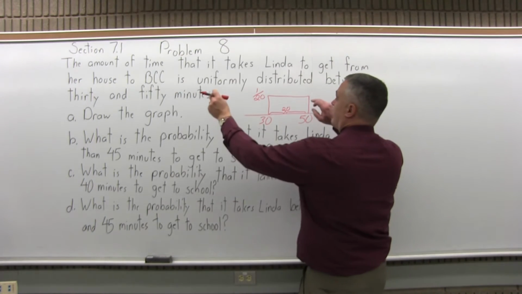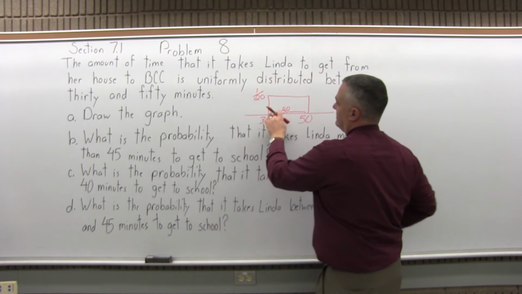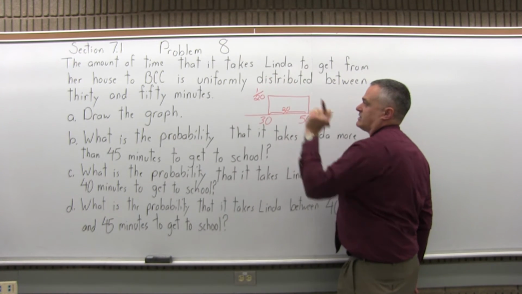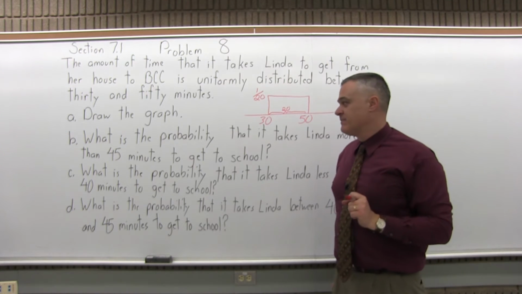So part A, draw the graph. There's the graph. You don't have to have the 20 in the middle here, but it goes from 30 to 50 along the base, and the height is 1 over 20.